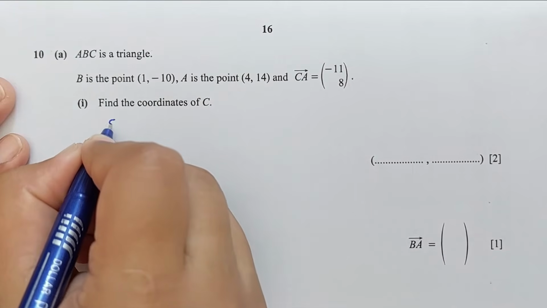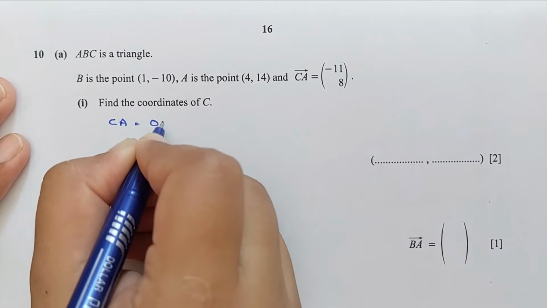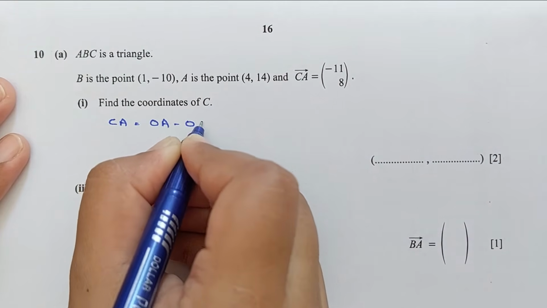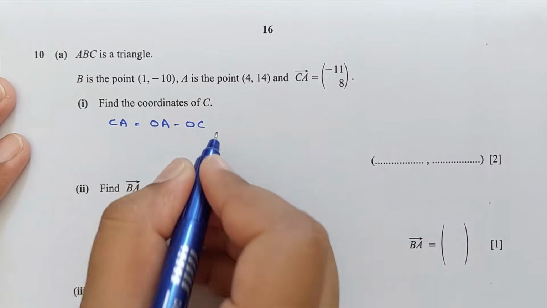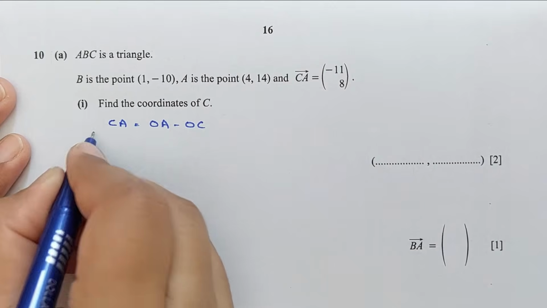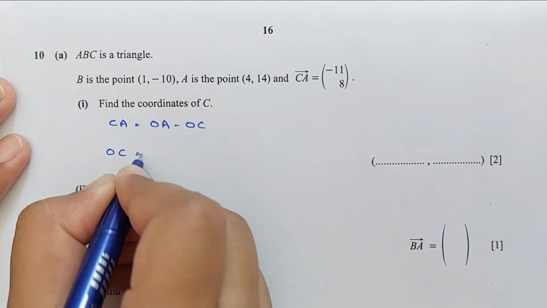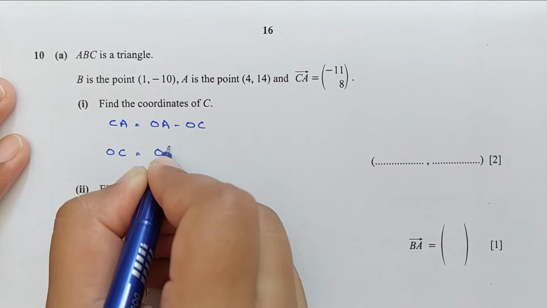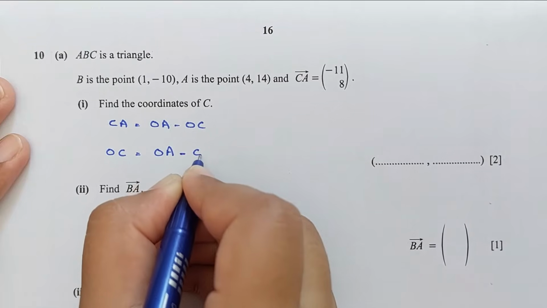So we have given CA, which is equals to OA minus OC. So we have to solve for the coordinates of C. Basically OC we have to calculate. So shift this OC on the other side, it becomes positive. OA stays the same, and this becomes minus CA.